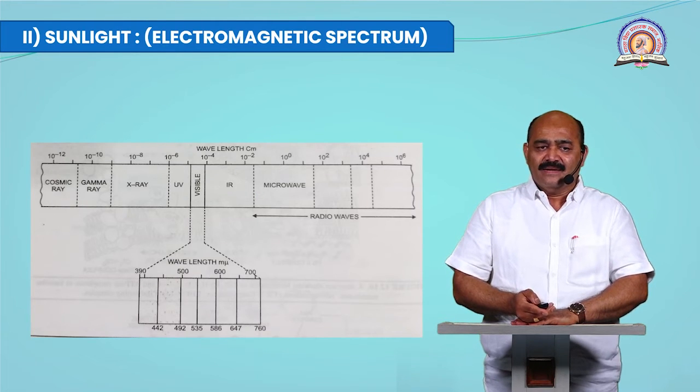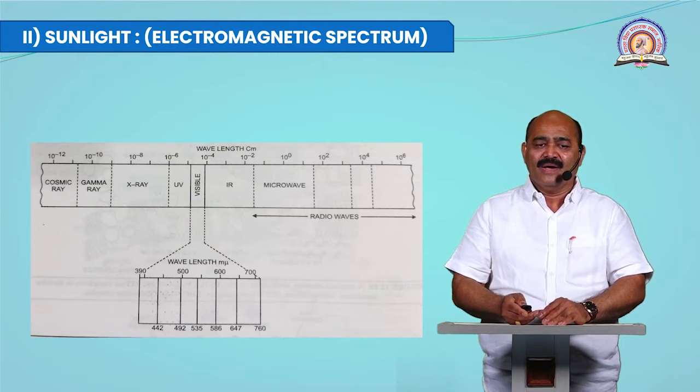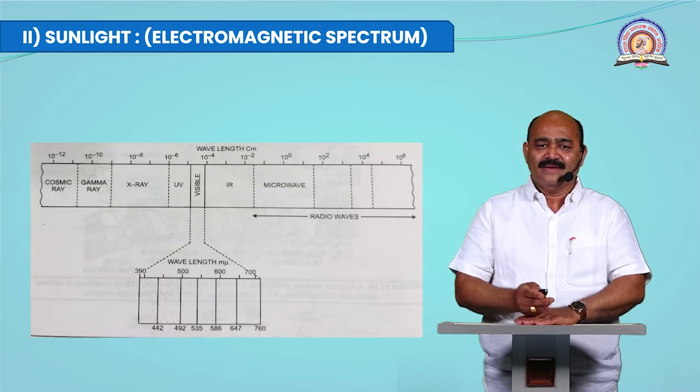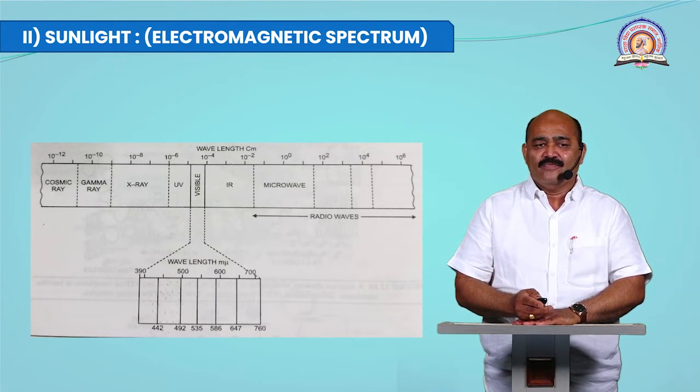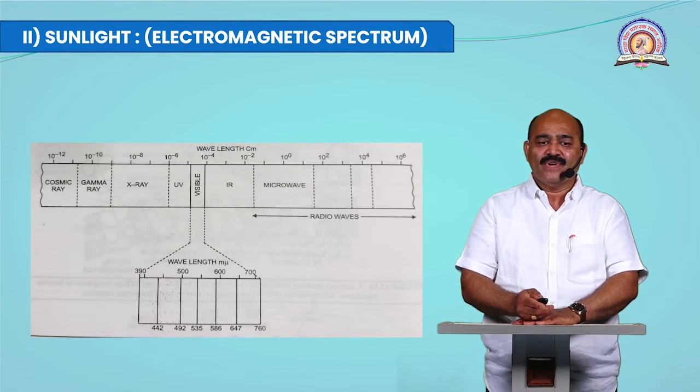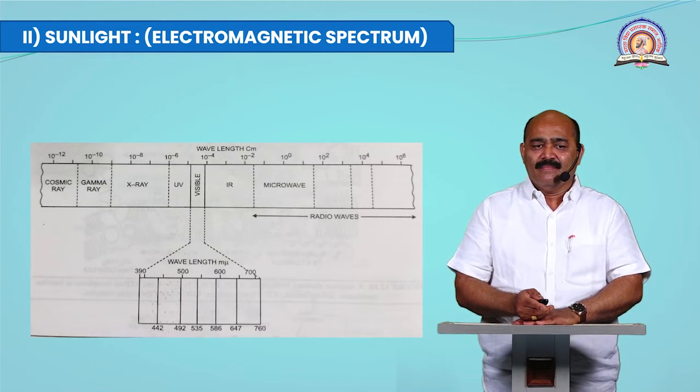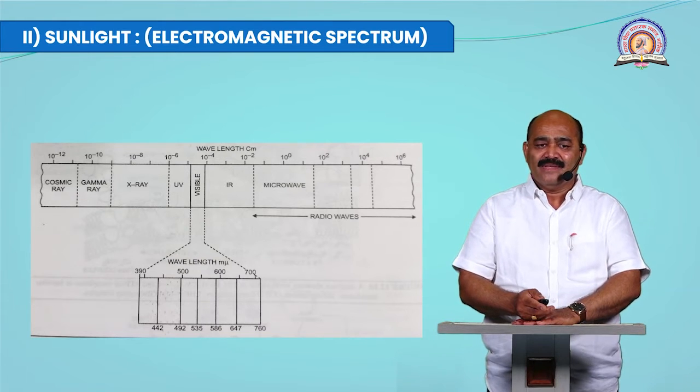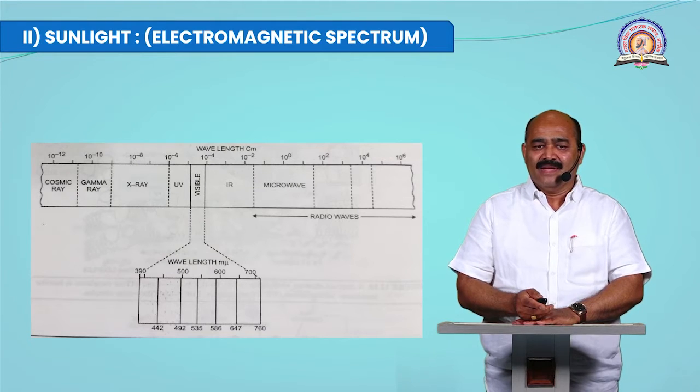Now, the second requirement for photosynthesis is sunlight. The sun gives a number of rays of light, and it contains wavelengths from 10 raised to 6 to 10 raised to minus 12. Now, see the picture of the electromagnetic spectrum. In a very small range, 10 raised to minus 4 to 10 raised to minus 5, is a small beam known as visible light. Other lights are cosmic rays, gamma rays, X rays, ultraviolet rays, infrared rays, microwaves, and radio waves.